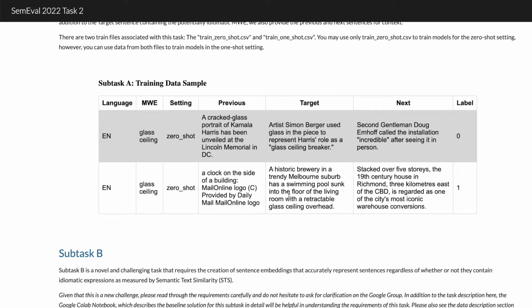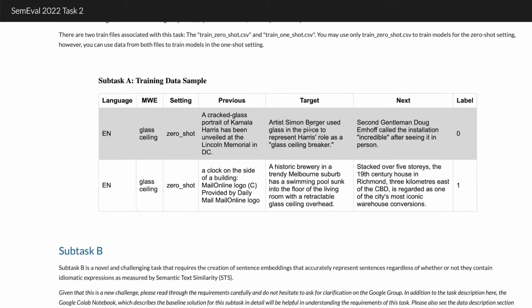As in this example, we provide the previous and next sentences as well as the target sentence that contains the multi-word expression in both the training and the evaluation sets. Of course, in the evaluation sets, you will not have this label. That's what needs to be predicted.